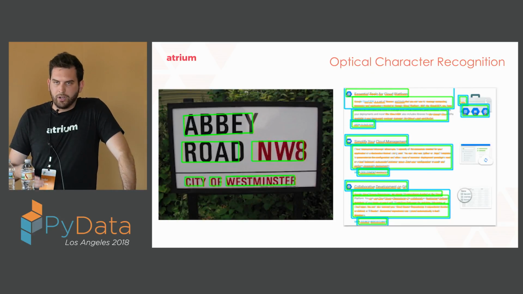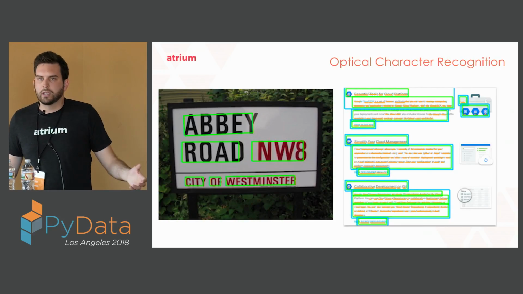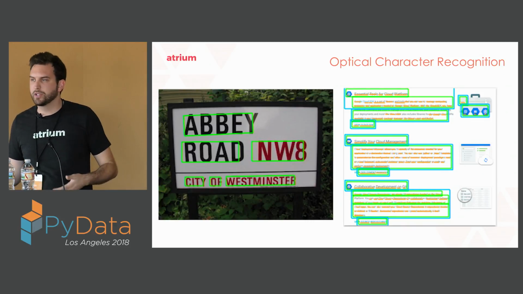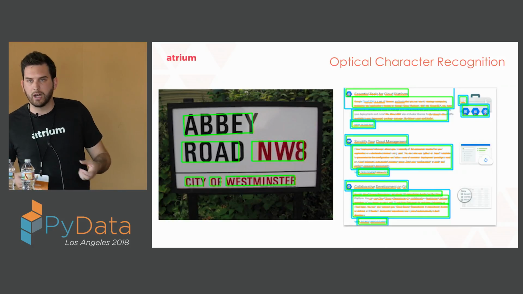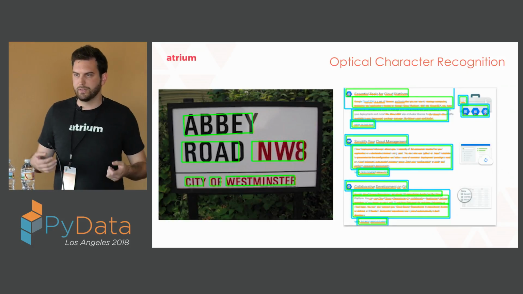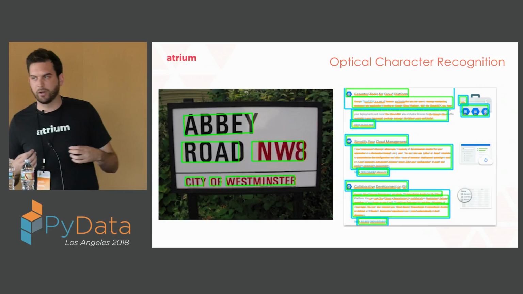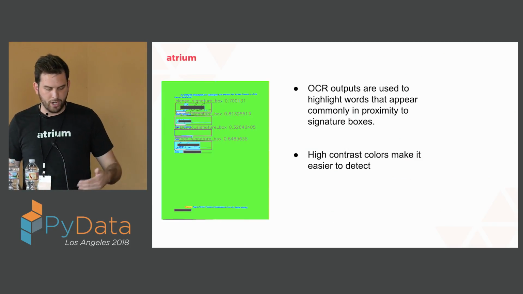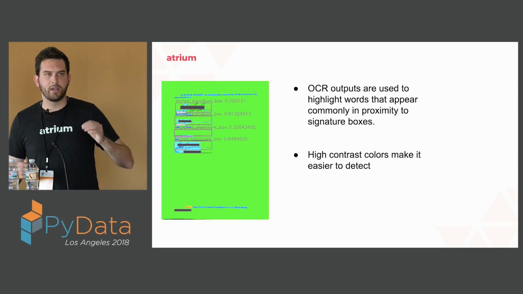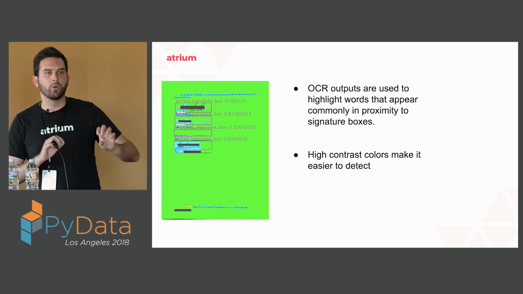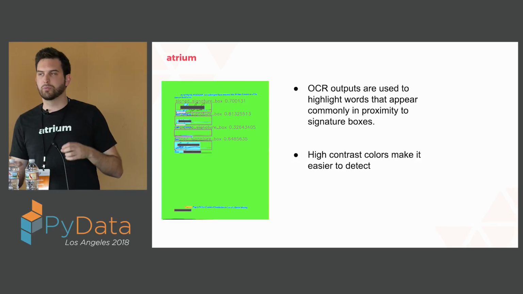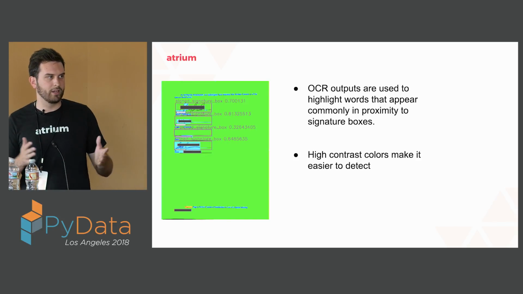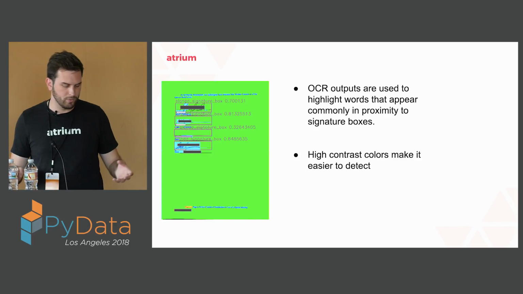So I mentioned optical character recognition. Optical character recognition is just extracting text from images. We rely on Google Cloud's OCR API in order to do this, and that returns these bounding boxes for every word in an image. And then we've tried to augment the data in such a way that we highlight words in a document that appear in close proximity to signature boxes. And Google OCR is also able to recognize handwriting, so we've highlighted that as well.